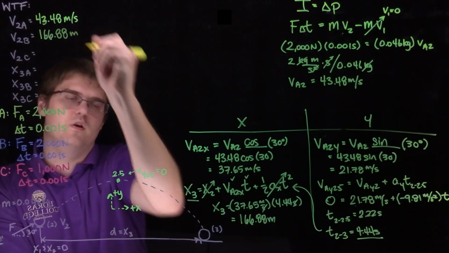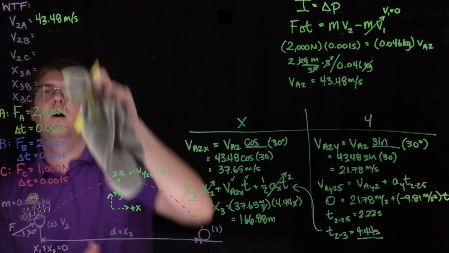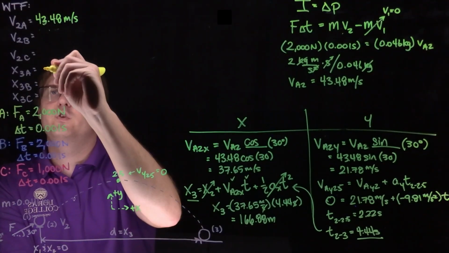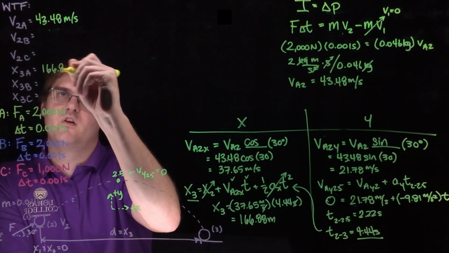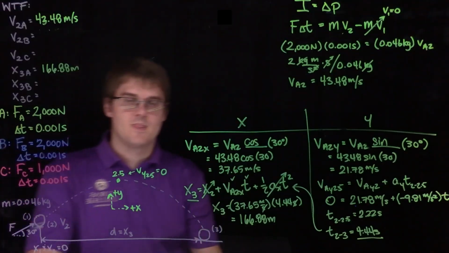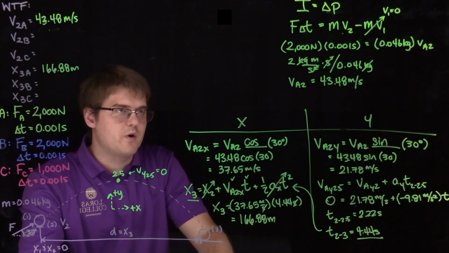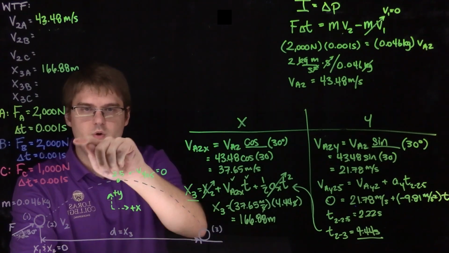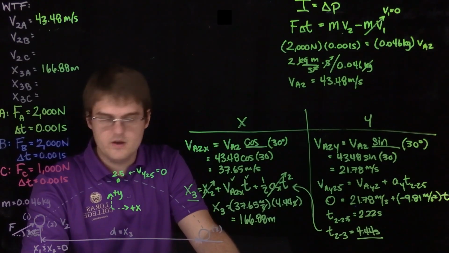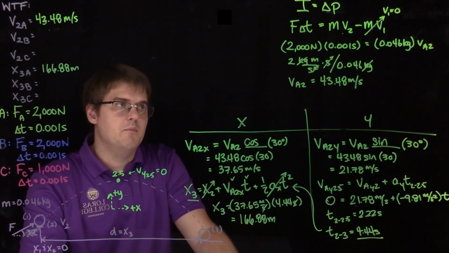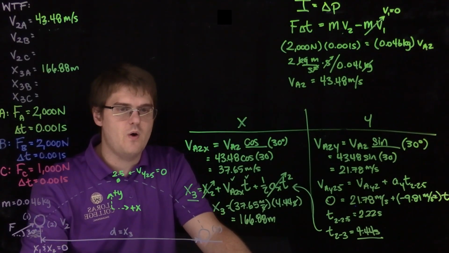166.88 meters. Wrong spot. I'm used to just going down the list. There we go. And that is the whole solution. Now what we're going to do next is just do it 2 more times. One for golfer B, one for golfer C, and we're going to compare them. But that's the solution.